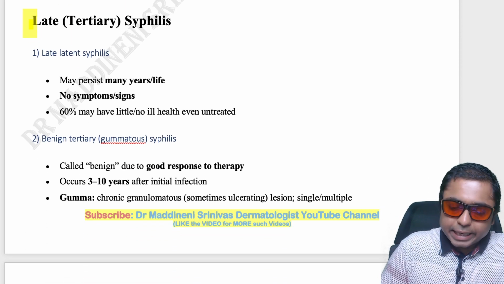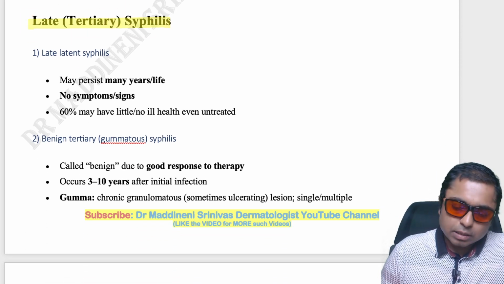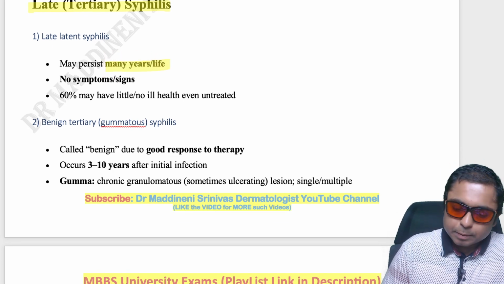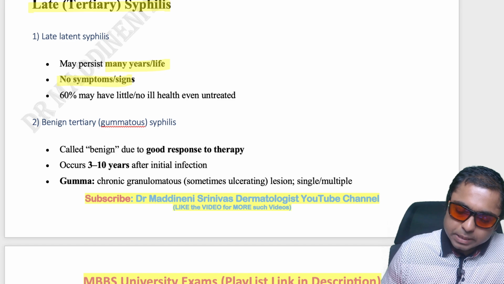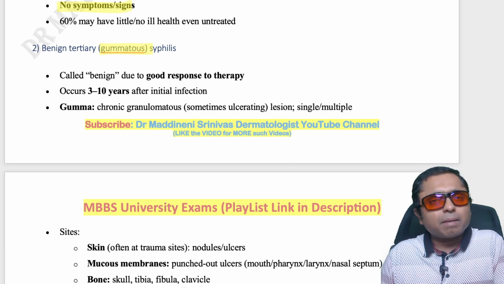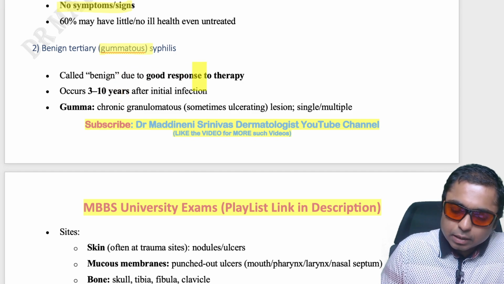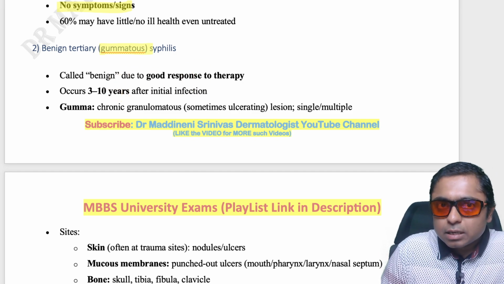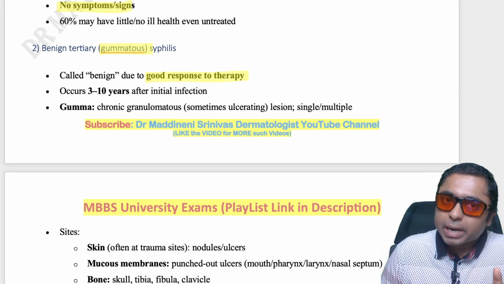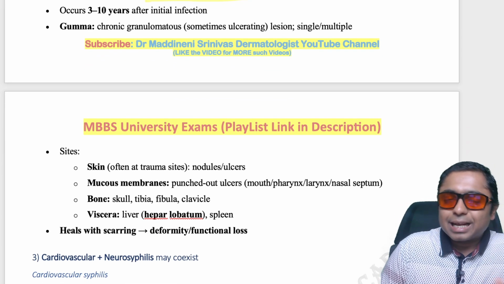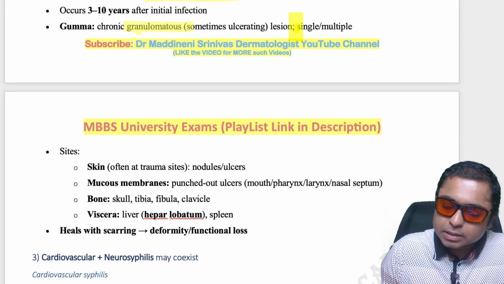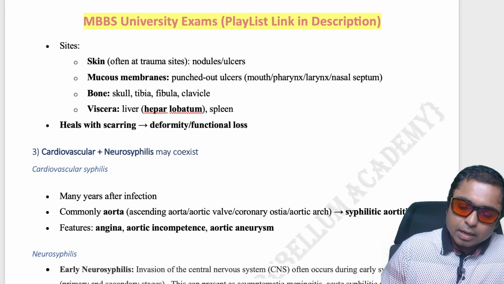So yes, late syphilis, we also call it tertiary syphilis, and this may persist many years or even till the death. And there will not be any signs or symptoms, like I have already told you. And what are the manifestations in this? There are skin lesions which are called gummatous syphilis, where remember, this is called benign tertiary syphilis. The reason is because it has good response to therapy, gummatous syphilis especially. Gumma are basically granulomatous lesions which can also ulcerate, present over the body, right?